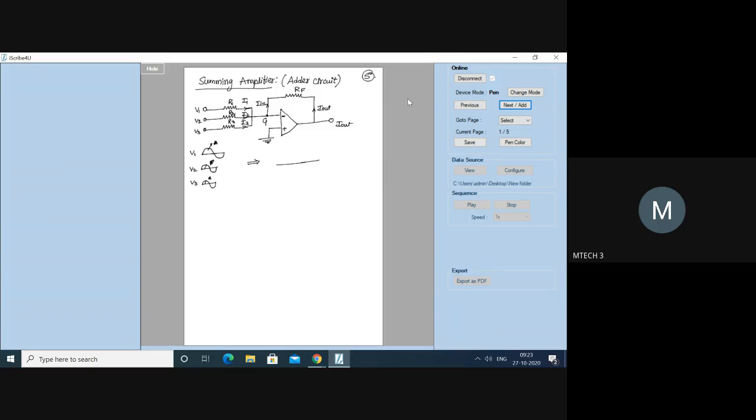That means you are going to have V1, V2, and V3, so the output is going to be V1 plus V2 plus V3 with the amplification. Now we'll understand this. Have we taken this circuit diagram first? Yes, sir. Just note down: the figure shows the circuit for the summing amplifier.